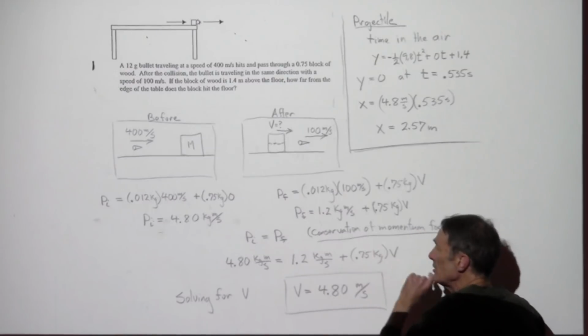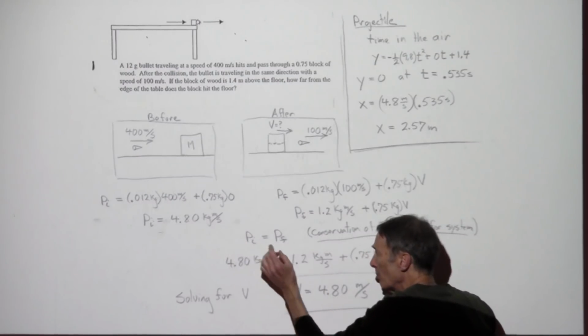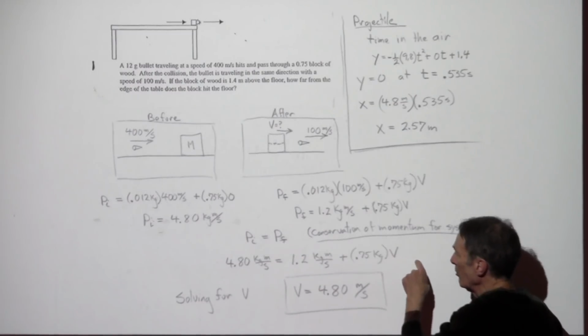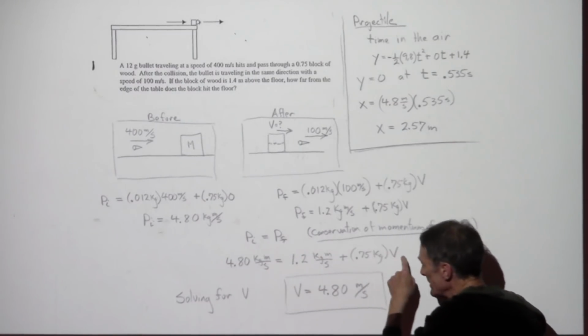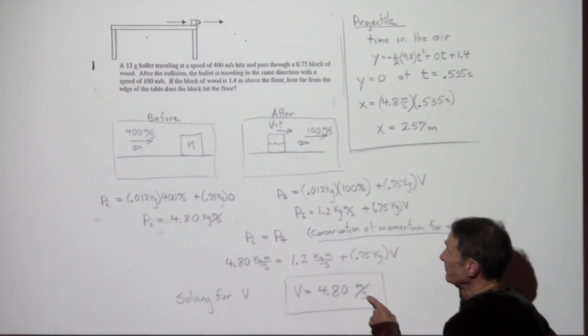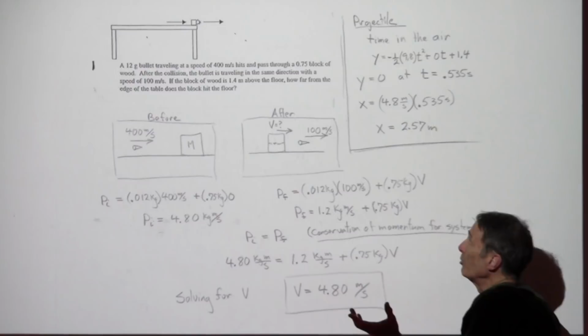And then for conservation of momentum, we would set the initial momentum equal to the final momentum. Go ahead and set that equal, and then we can solve for V. So it's relatively simple algebra, and I come up with 4.8 meters per second. Okay, but we're not done with the problem.